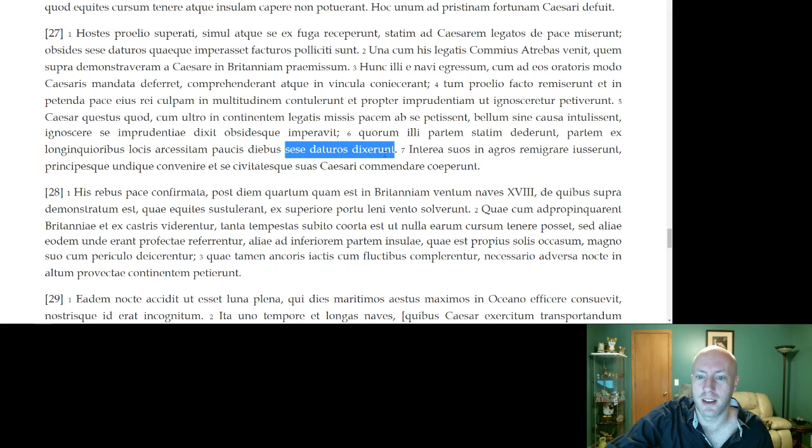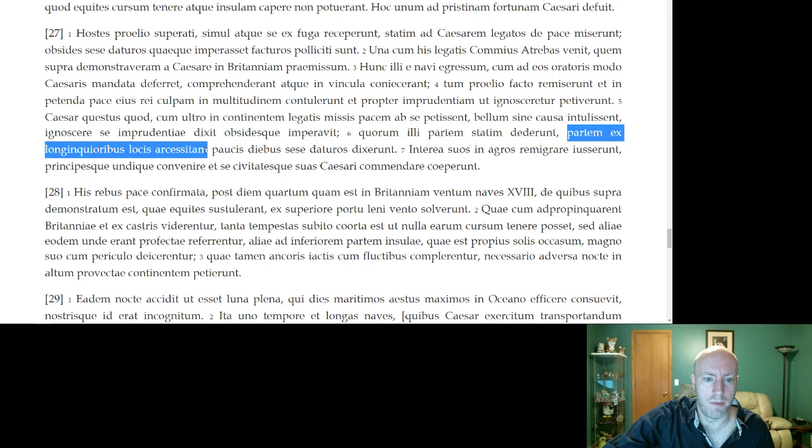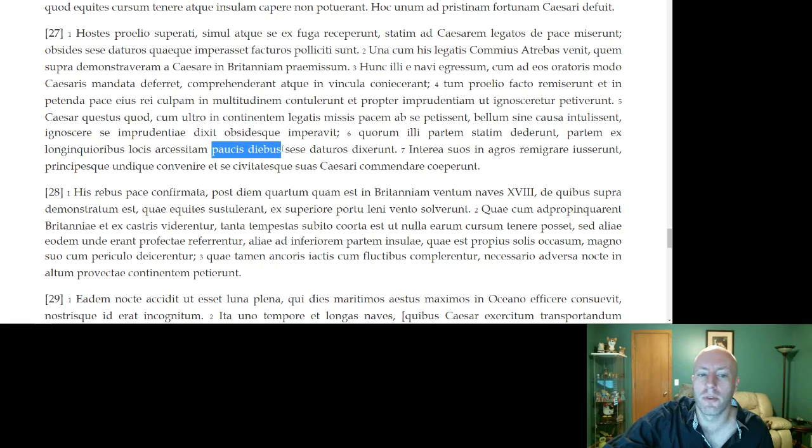So, se daturos dixerunt. Indirect statement, right? They said that they would give them, daturos esse. They said they would give part having been summoned ex longinquioribus locis. They would give part having been summoned from the farther locations, from the more remote locations. They would give those paucis diebus, in a few days.